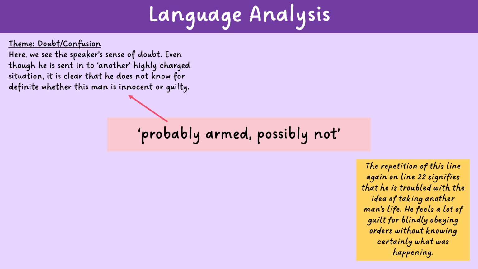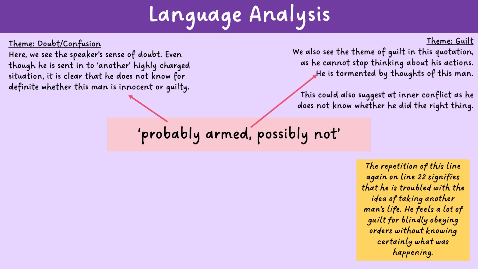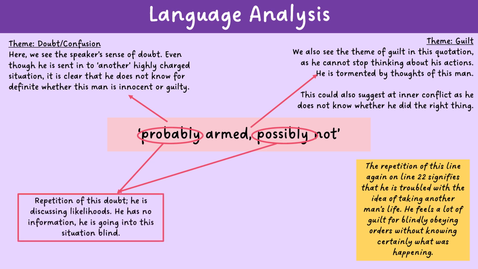Moreover, the theme of guilt is shown here, as we see he is constantly reviewing his actions in his own head. The speaker is tormented by the thoughts of this man and whether killing him was actually the right thing to do. We also have the repetition of this doubt as he discusses the likelihood of this man being armed, probably or possibly. It is clear that the soldier is blindly following orders and does not have enough information to make an informed decision.